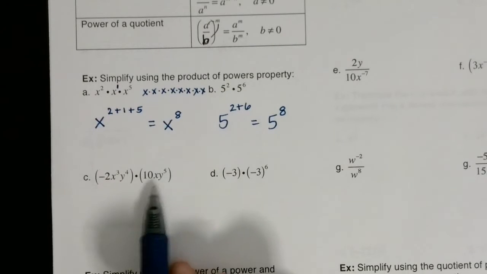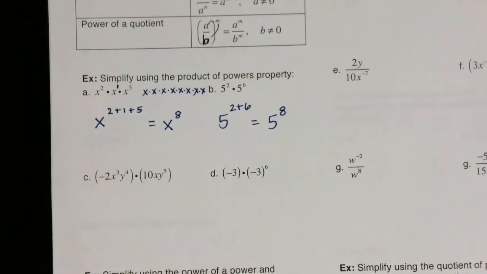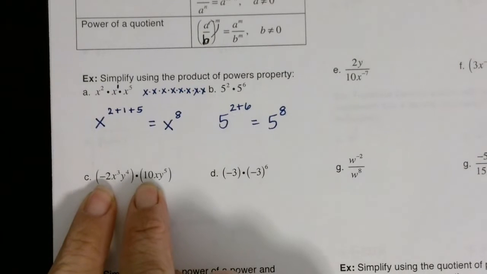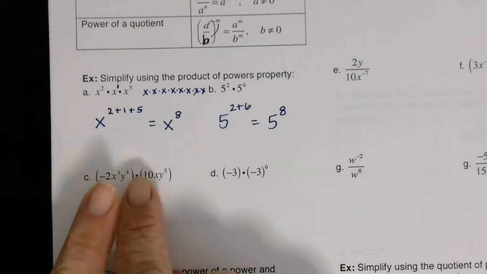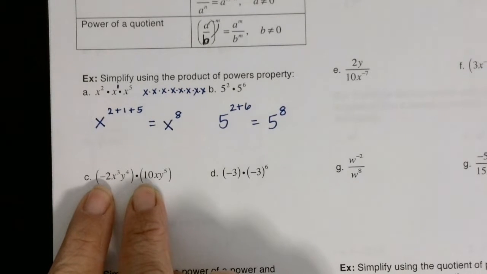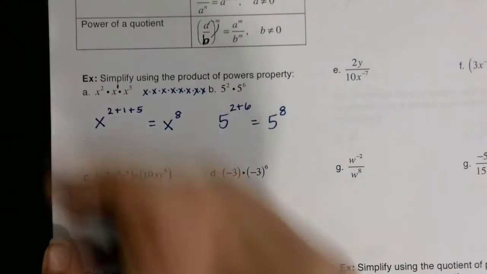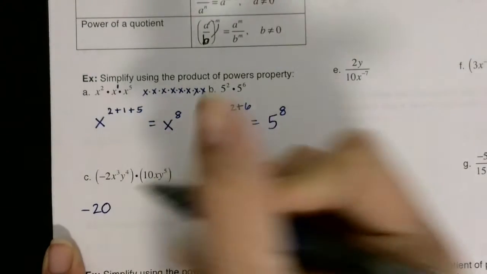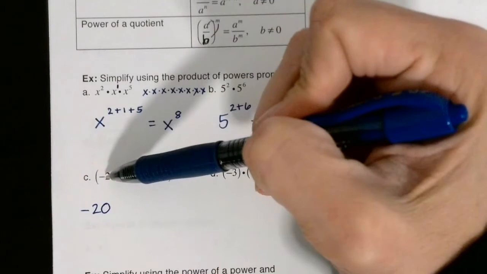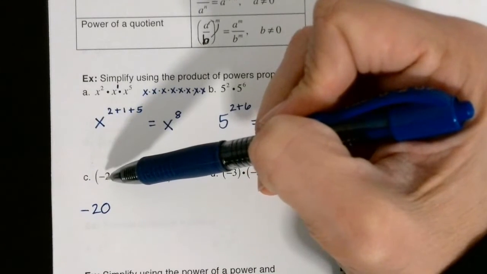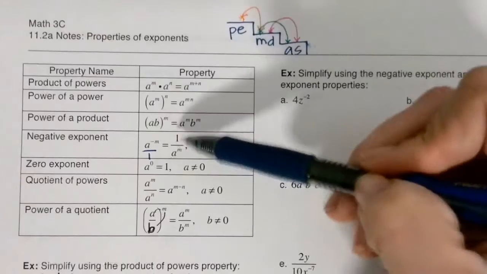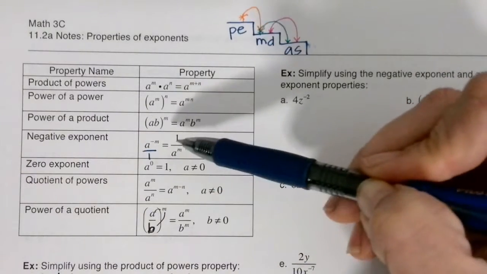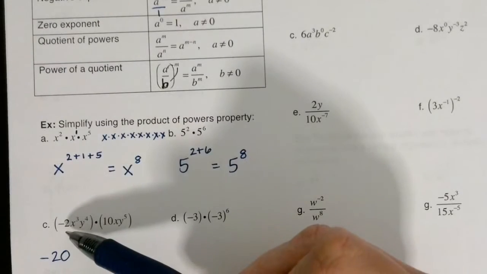Next one, it starts to get a little bit more complicated and you're like, what the heck? So what we're going to do is we're going to break it down. Coefficients to coefficients, numbers to numbers. -2 times 10 is -20. I always have some wonderful student who tries to put this -2 in the denominator. And I get what you're thinking. You're thinking negative exponent rule. But the -2 isn't the exponent.